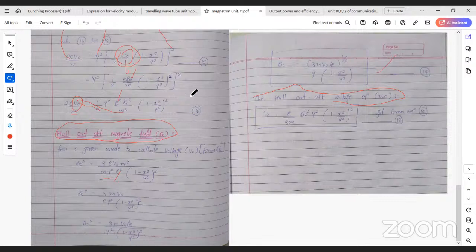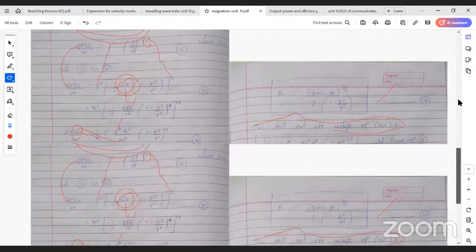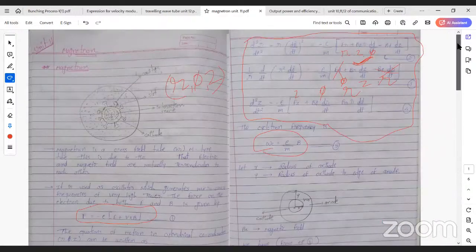Again, from equation 16, we have to derive the value of voltage V. If you write this complete answer, your magnetron answer will be completed.